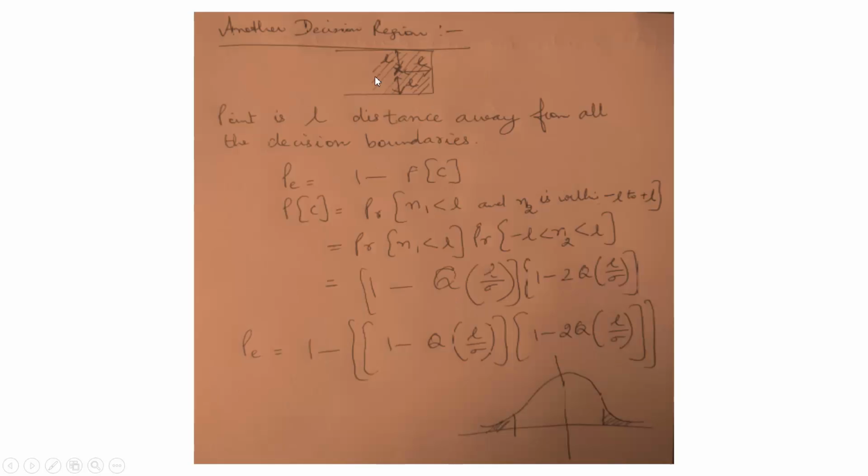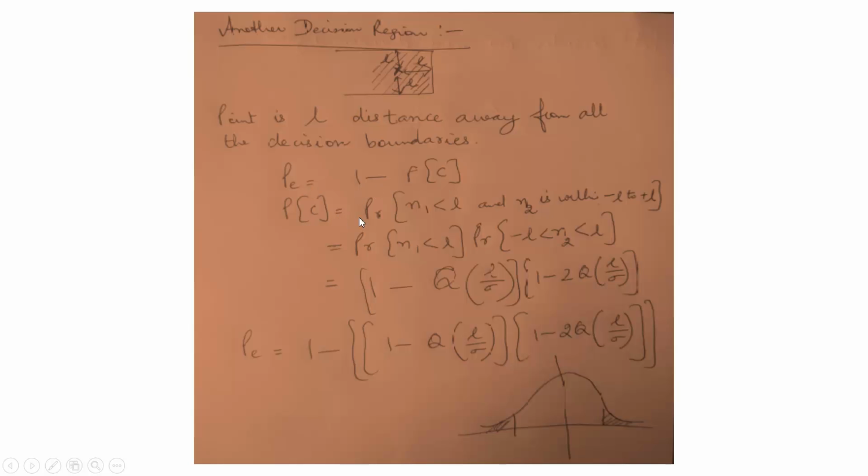Now let us talk about another decision region in which we select three decision boundaries. This is the signal point, and we assume that all the decision boundaries are at the same distance from the signal point. This is only for simplicity. Otherwise, these distances can be different also. The only difference is that the expression we will get will be a little more complicated. So the point is L distance away from all the decision boundaries. What is the probability of error? It is 1 minus the probability of making a correct decision.